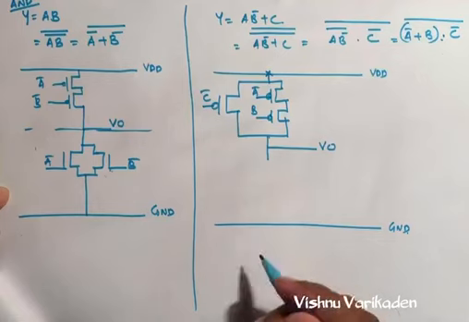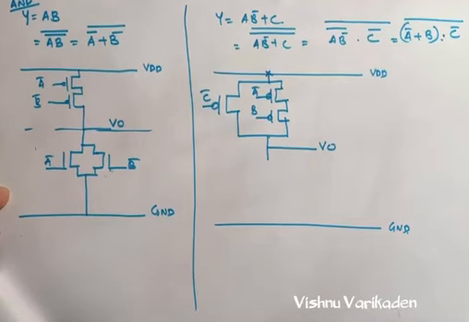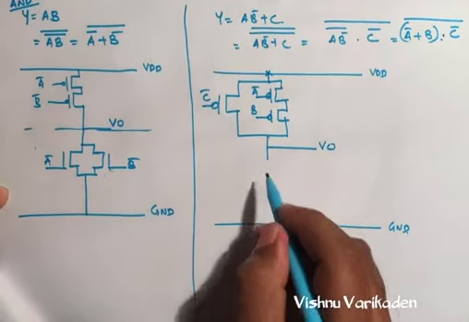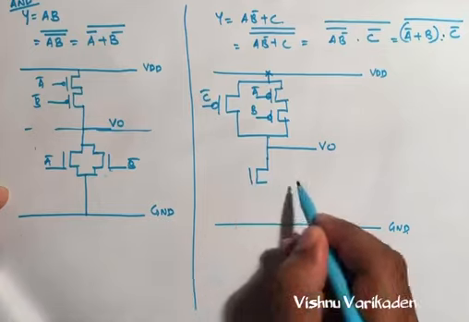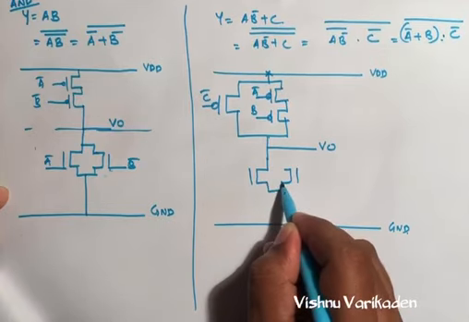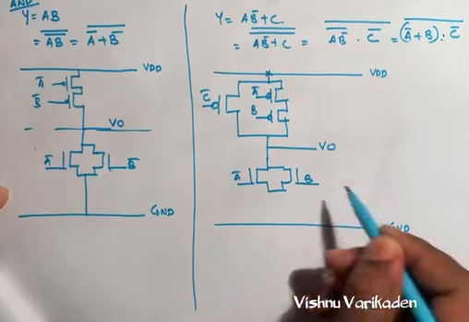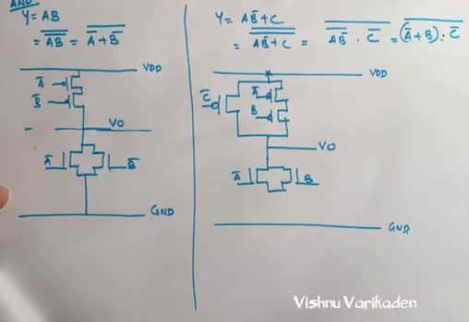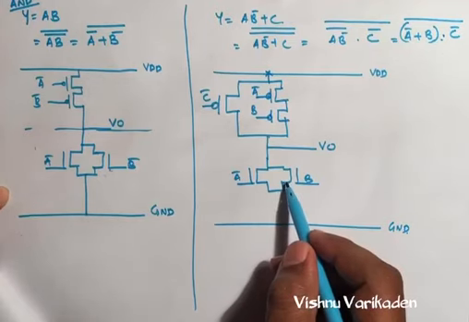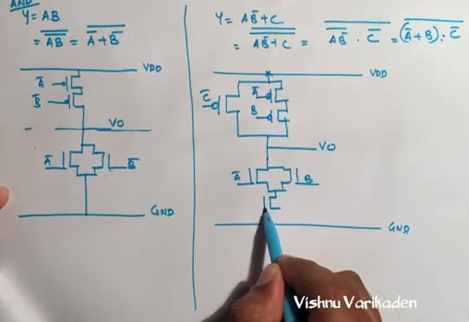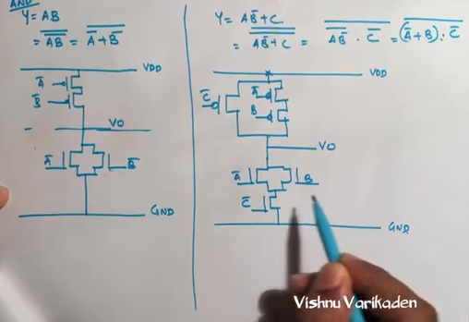Coming to the NMOS part, that is A bar plus B. So the plus happens, that is parallel. So we can make this one parallel. So this is A bar and this is B. So the C bar is multiplied with this term. So the multiplication has happened. This one is series. So C bar is series.